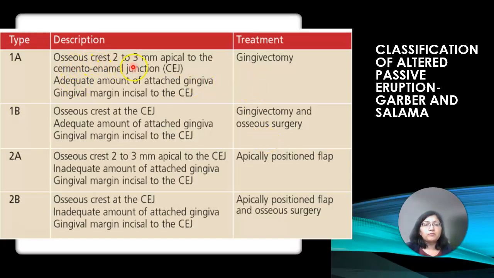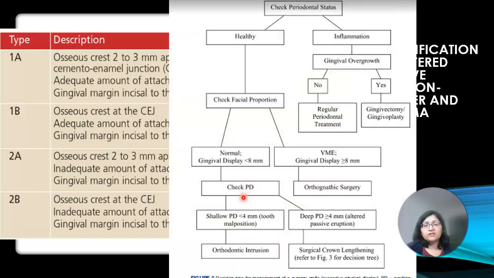So if you have 2 to 3 millimeters distance between osseous crest and CEJ, and an adequate amount of attached gingiva, only gingivectomy. If the osseous crest is at the CEJ, then obviously, like I said, you need osseous surgery. If the osseous crest is 2 to 3 millimeters apical to the CEJ, with inadequate attached gingiva, then to increase the width, an apically positioned flap. And again, a different story of APF and osseous surgery.